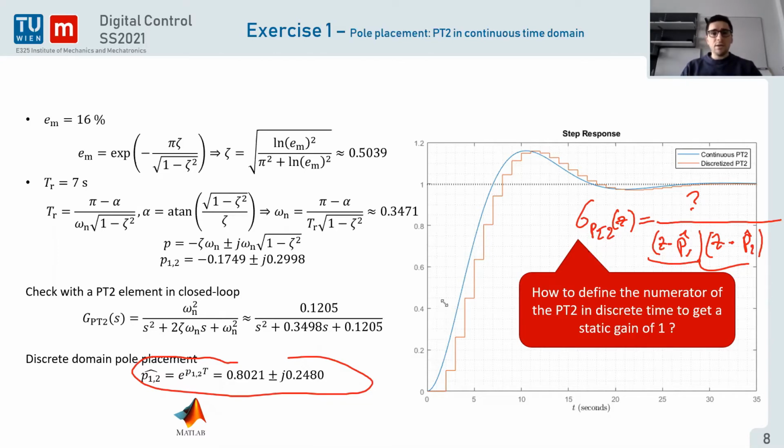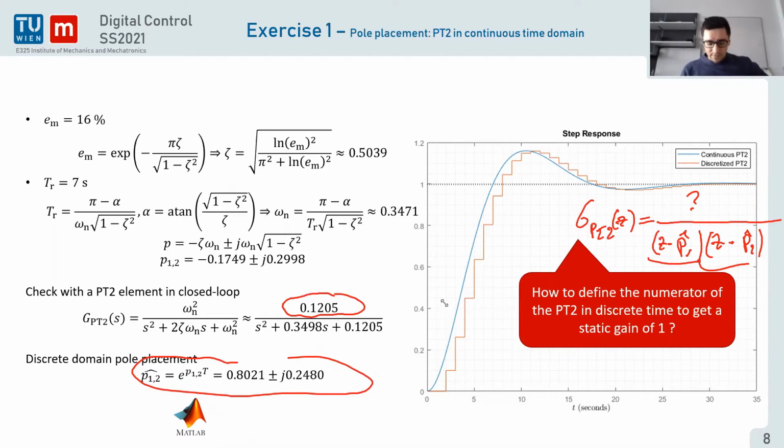The first one is the same numerator as the continuous time PT2 transfer function. In this case, we can just reuse 0.1205. The second statement is that in discrete time, the numerator is always equal to the static gain, so we just have to put 1. The third proposition is that the sum of all the coefficients of the discrete PT2 denominator should be used.